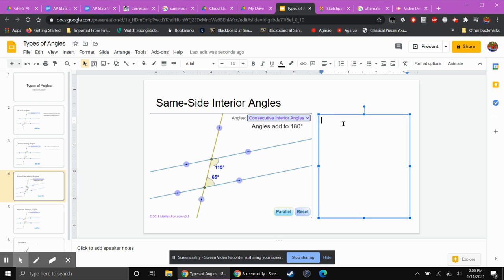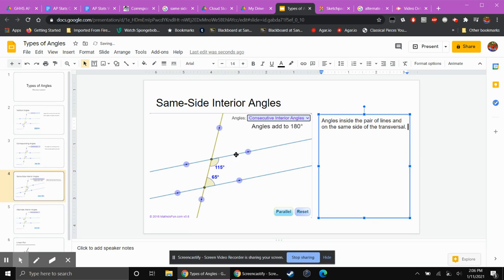Okay, so this is the second part for the angles. So now we're on to the same side interior angles. A definition for this one is that same side interior angles are angles inside the pair of lines and on the same side of the transversal.